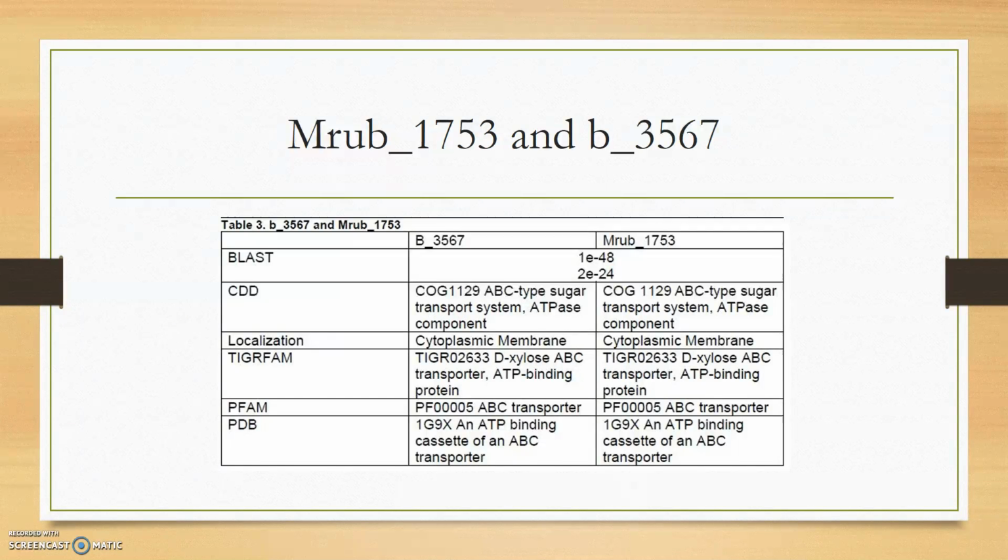The third and final gene is M.Ruber 1753, which I found was a homolog to E. coli 3567. Interestingly, the blast that I completed for this gene matched up with 2 parts of the E. coli gene, giving me e-values of 1 × 10 to the negative 48th and 2 × 10 to the negative 24th.